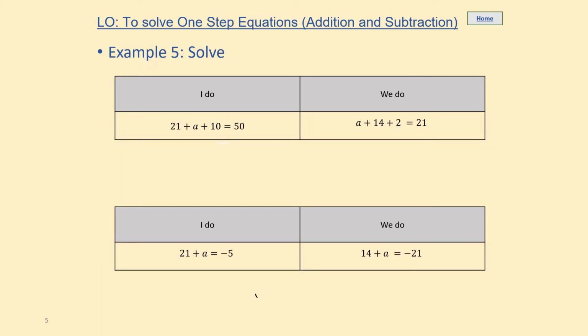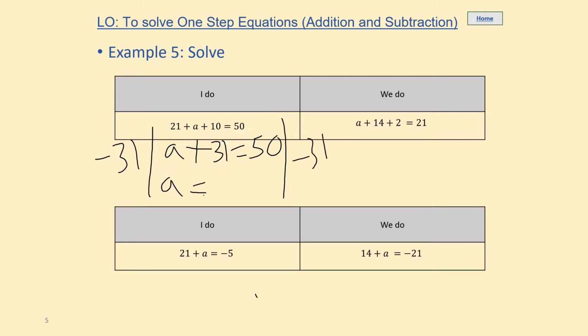Final set of questions here. We need to collect like terms together first. So 21 plus 10 is 31. So we've got A plus 31 equals 50. Now we can subtract 31 from both sides. So A equals 50 minus 31. So A equals 19. Okay, we do the same on the we do.